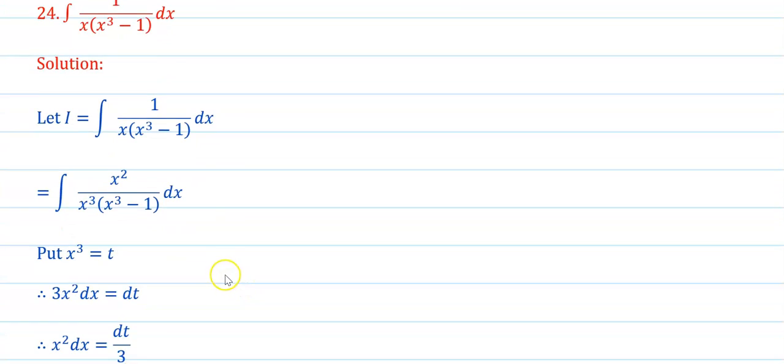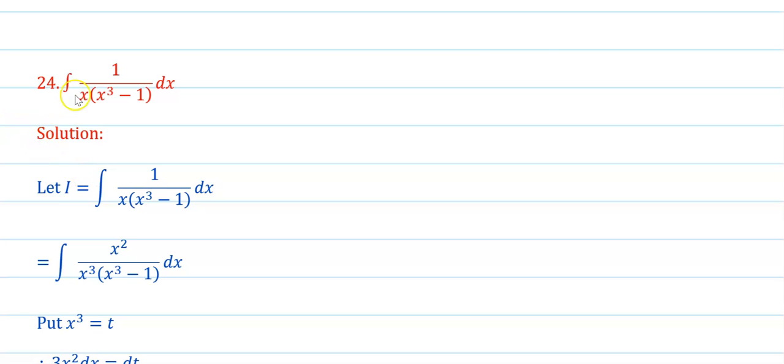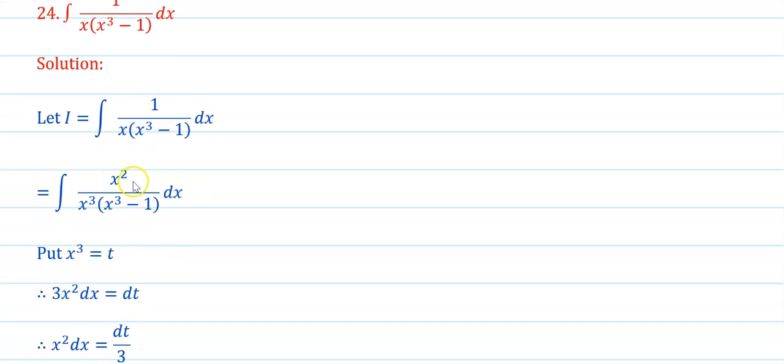Now the next problem. Problem number 24. Integral 1 upon x into x cube minus 1 into dx. Let I is equal to integral 1 upon x into x cube minus 1 into dx. Now here multiply numerator and denominator by x square. Then what you will get? The denominator becomes x cube into bracket x raised to 3 minus 1 into dx. Now put here x cube is t.